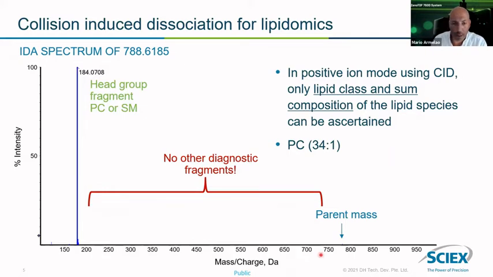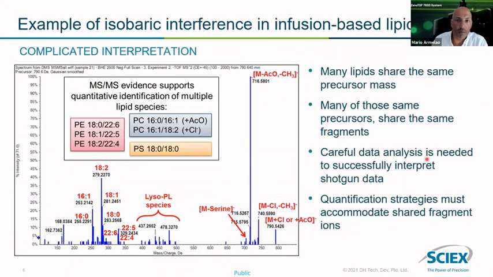Because of this, if we consider that the complexity of lipidomics arises from the fact that many lipids share the same precursor mass, many of those share the same fragments. So we see that even the MS evidence that we're collecting at a given stage would support identification of multiple lipid species. At this point, we acknowledge that collision-induced dissociation technology is quite limited. What can we do more?